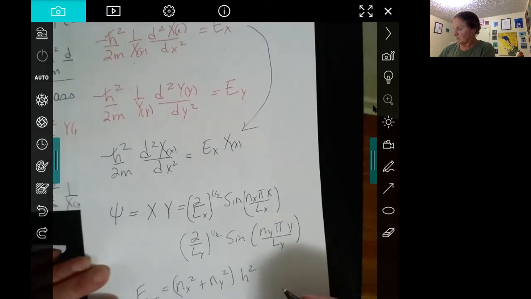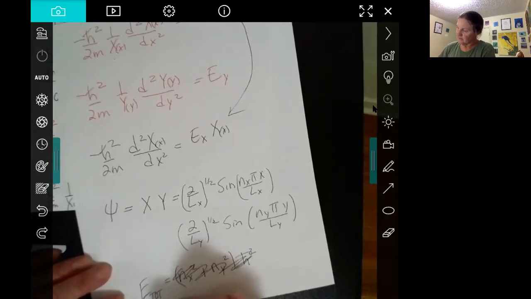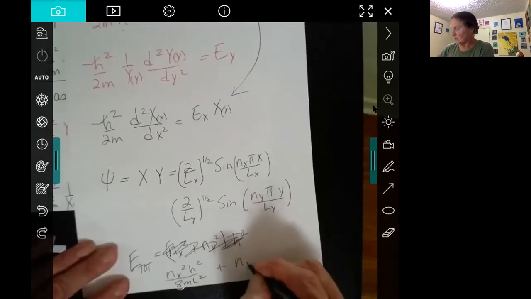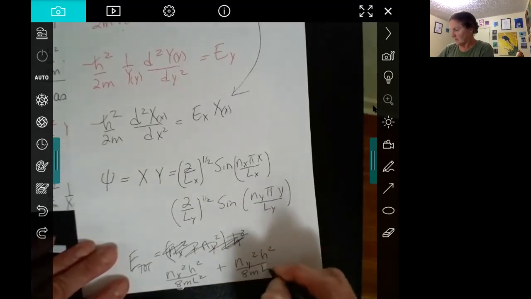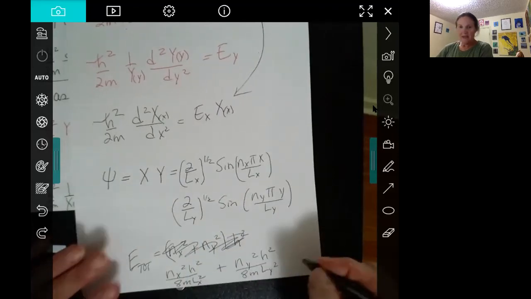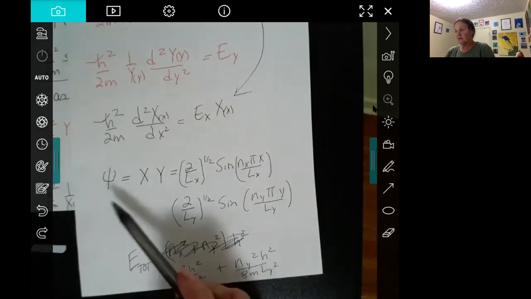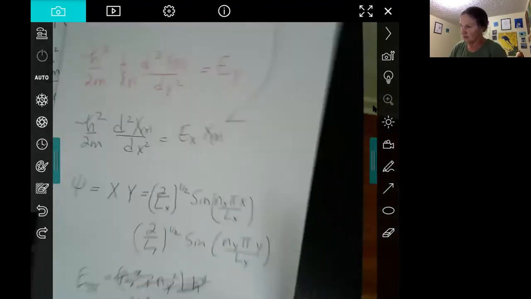Oops, can't do that right yet because we didn't say it was a square box. So we have to say nx squared h squared over 8m Lx squared plus ny squared h squared over 8m Ly squared. So the energies are a sum of the energies in the two dimensions, and the wave function is a product of the wave functions in the two dimensions.